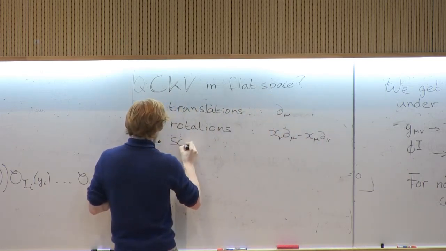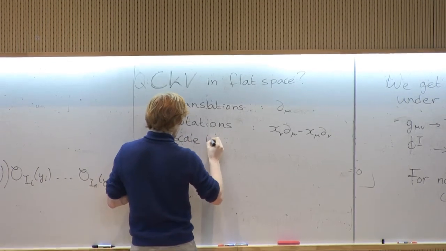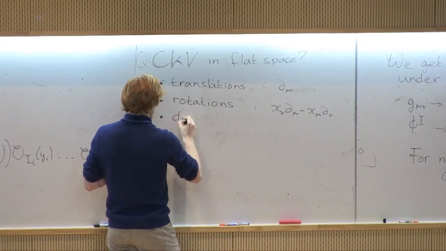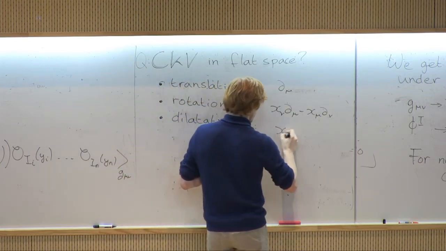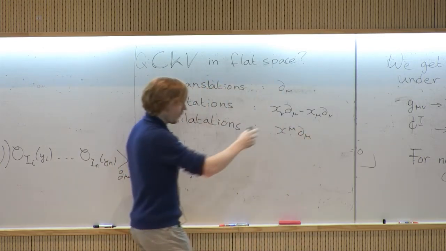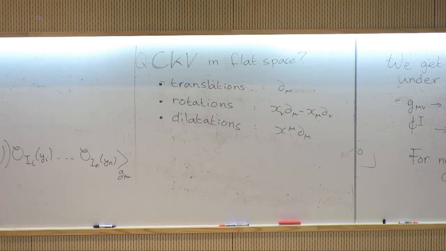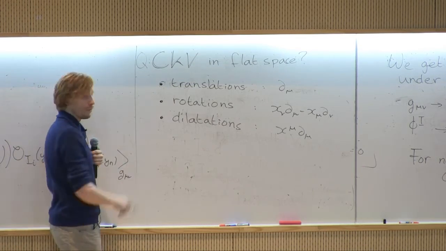We have the scale vector fields, scale transformations. They're also called dilatations, which is x^mu d_mu. So that gives rise to the scale Ward identity. That one we already solved. In fact, we solved the Ward identity for each of those.